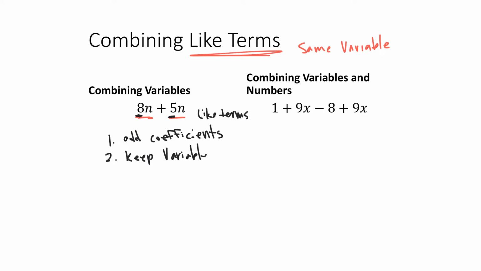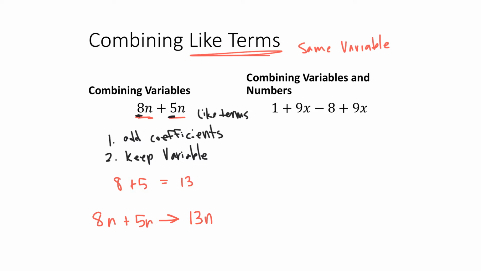So the only thing that you're adding or subtracting is going to be the coefficients. So when we look at this, 8n plus 5n is going to combine to give us basically 8 plus 5, which ends up being 13. And so the combined value, 8n plus 5n, is going to give me an answer of 13n. So the idea is that we're only combining coefficients, and keeping the variable at the very end.